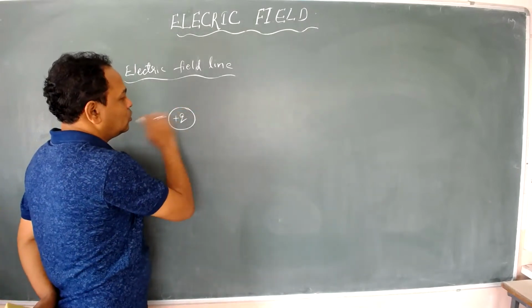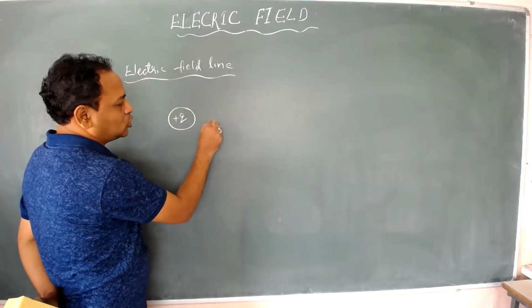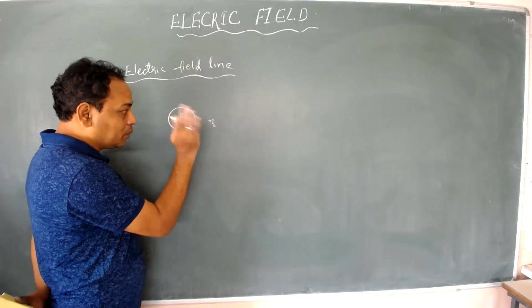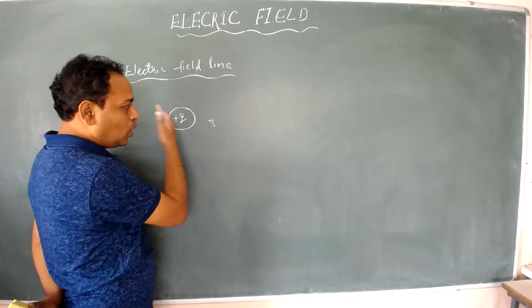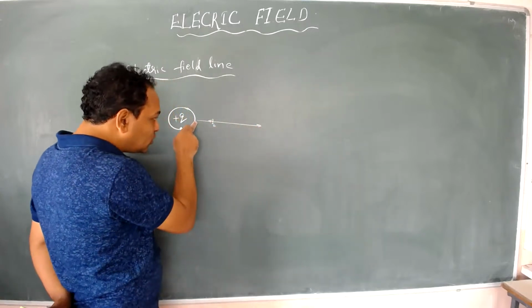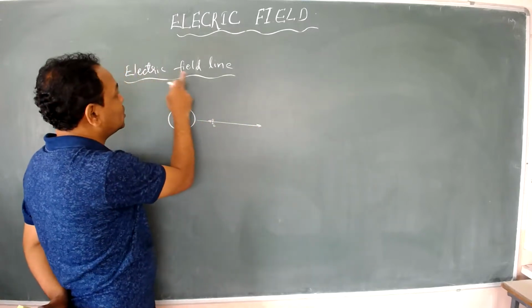Okay. So if I place here a unit positive test charge, what will happen? It will repel that one. So this will move away from this charge. So this will move in this direction. So this line is called an electric field line.